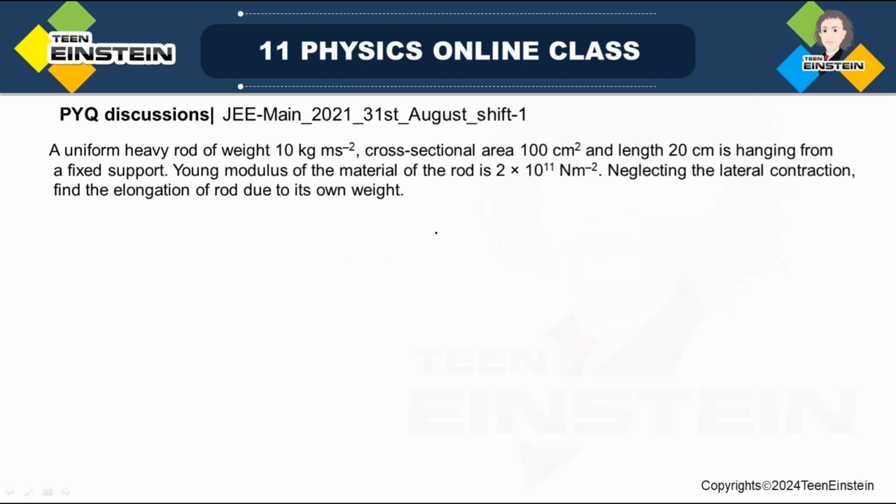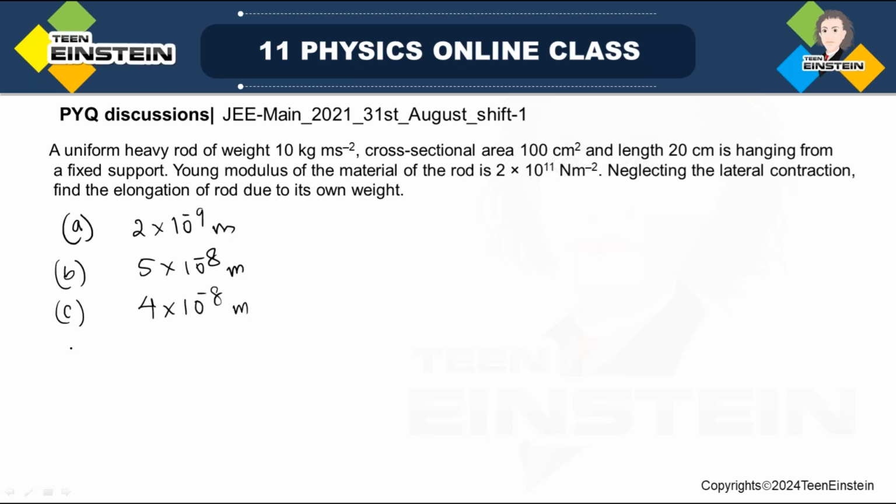Okay, so let me give you the options over here. Option A is 2 into 10 to the power minus 9 meter. Option B is 5 into 10 to the power minus 8 meter. And option C is 4 into 10 to the power minus 8 meter. And option D is 5 into 10 to the power minus 10 meter.